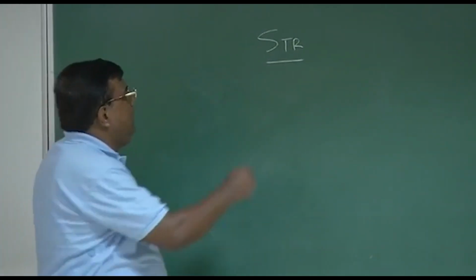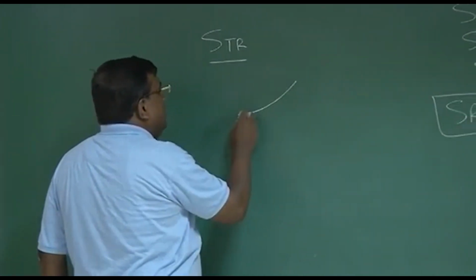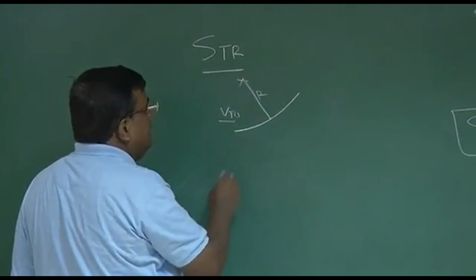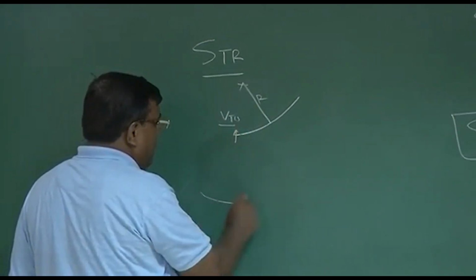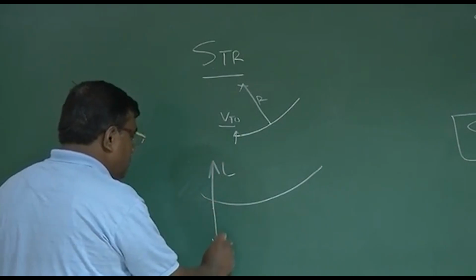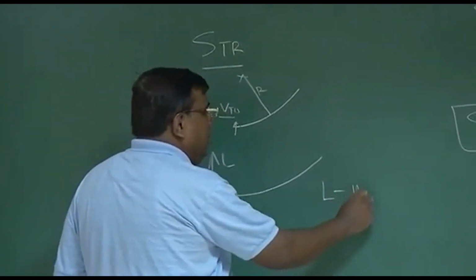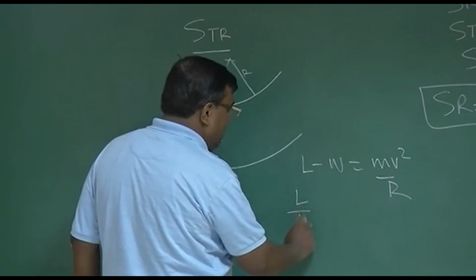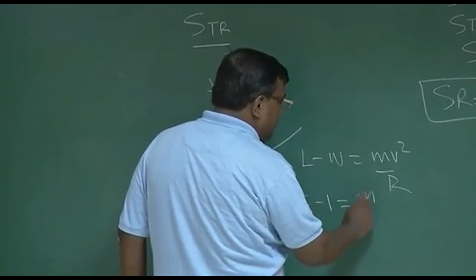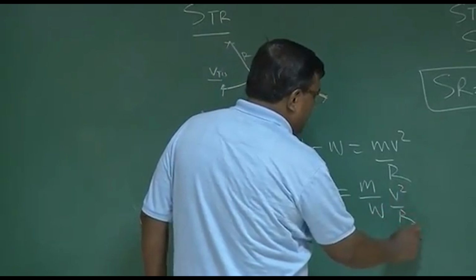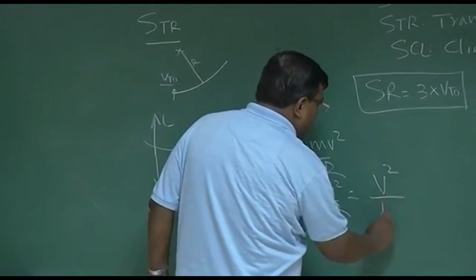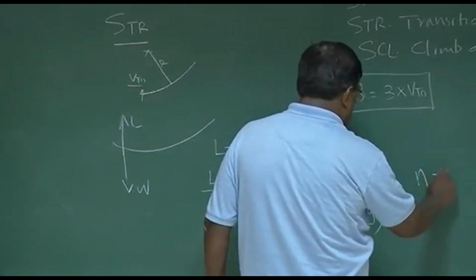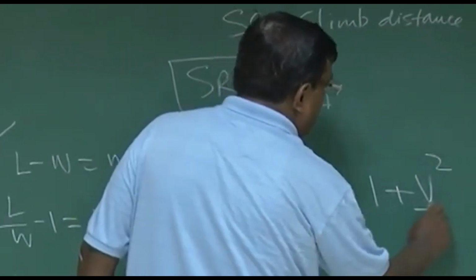To calculate STR, we'll again see here, the assumption is that it is at V takeoff, and it is following a pull-up with radius R. We know by now that for a pull-up, if this is L and this is W, then L minus W equals M V square upon R. If I divide by W, I get L by W minus 1 equals M by W times V square upon R, which equals V square upon R G. So I get the expression n equals 1 plus V square upon R G.